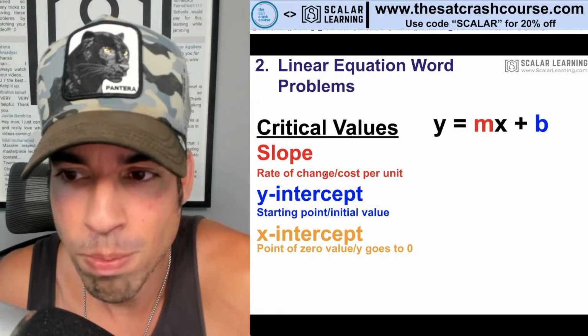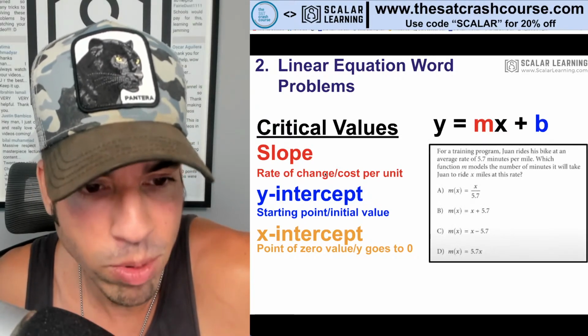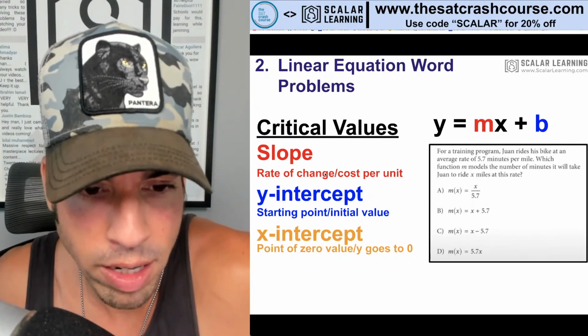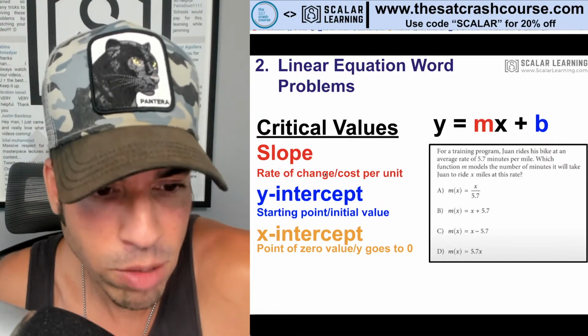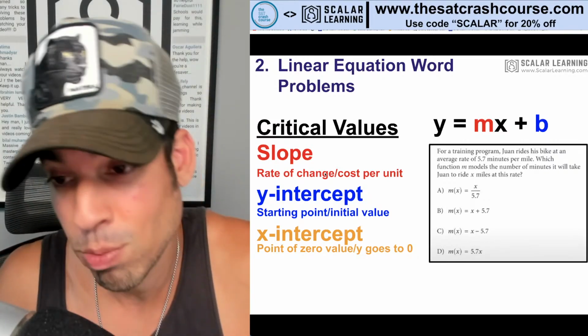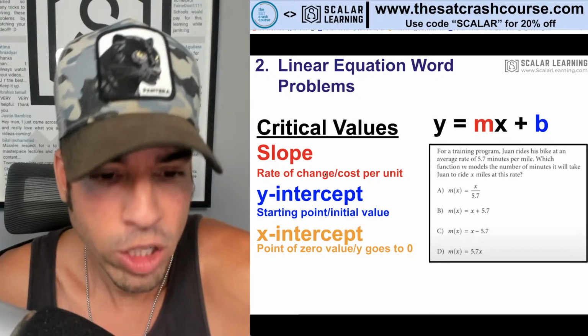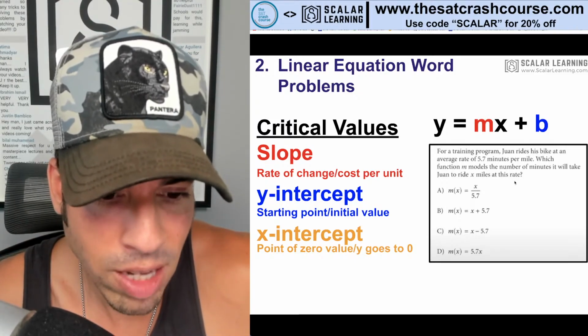And here's, of course, our slope-intercept form. Slope-intercept form is y equals mx plus b, remembering that m is your slope, b is your y-intercept. So let's take this example. For a training program, Juan rides his bike at an average rate of 5.7 minutes. Again, rate, that's probably my slope value, right? Which function models the number of minutes it will take Juan to ride x miles at this rate?